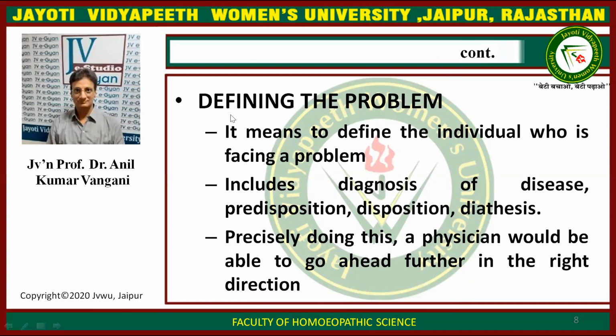So after proper case taking, we must be able to define the problem. It means to define the individual who is facing the problem. It includes the diagnosis of disease, the predisposition, disposition, diathesis. So in a case history, we must be able to detect what are the common symptoms, that is the symptoms of disease. Then what are the uncommon symptoms, that is the symptoms of person or individual, which will lead us to individualization. Precisely doing this, a physician would be able to go ahead further in the right direction. So we must be able to define the problem.